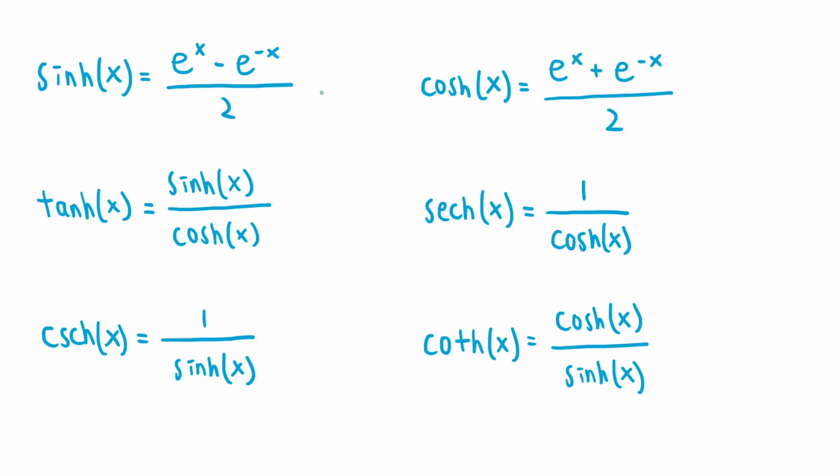There are three hyperbolic identities that are similar to the Pythagorean identity, sine squared of x plus cosine squared of x equals 1, as well as the two related trig identities that I'm going to introduce in this video. Recall that the hyperbolic functions, sinh of x and cosh of x, are defined in terms of exponential functions, and tanh of x, sech of x, cosech of x, and coth of x are defined in terms of sinh of x and cosh of x.